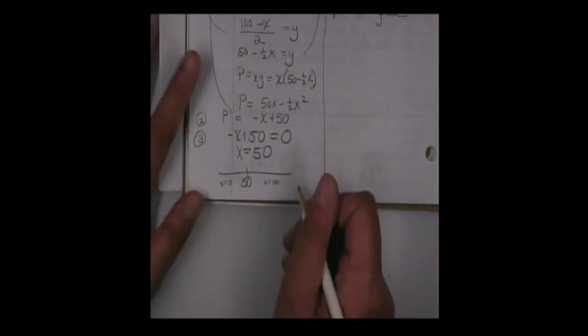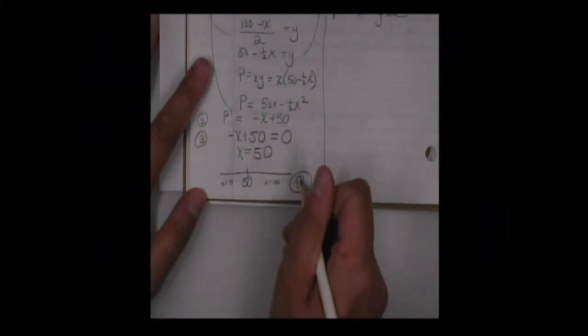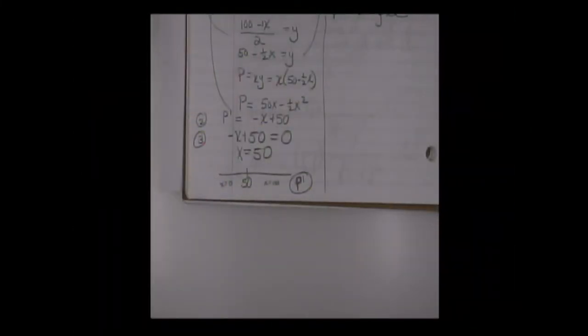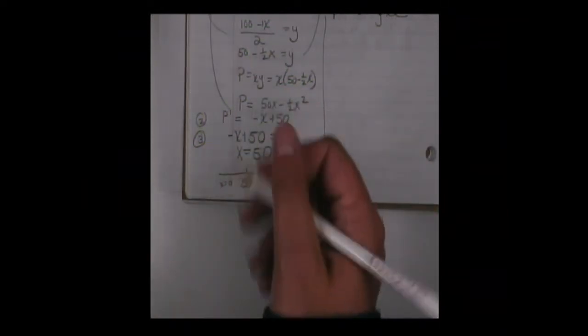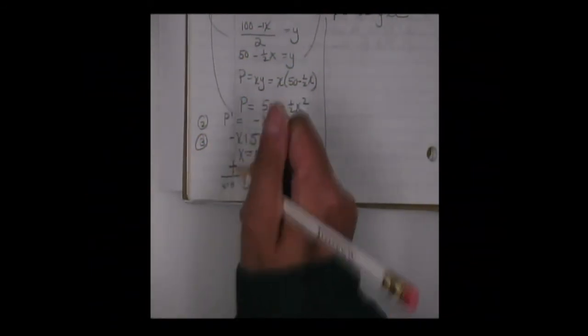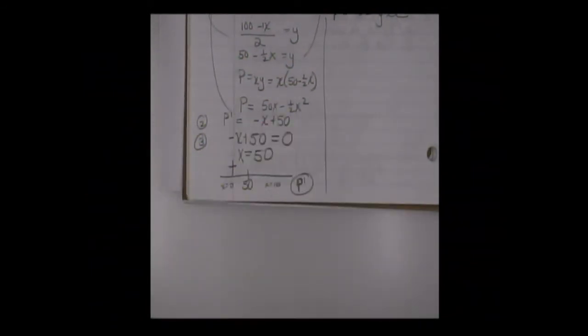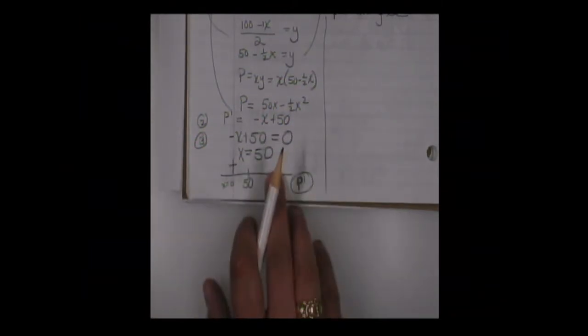And remember, where I substitute those is into the derivative. So they go into the derivative. If I put 0 into my derivative, it's 50. And what's even more important is 50 is positive. And then if I put 100 into the derivative, I get negative 50. And so I get a negative. So this gives me p prime is 50. In this case, p prime is negative 50.